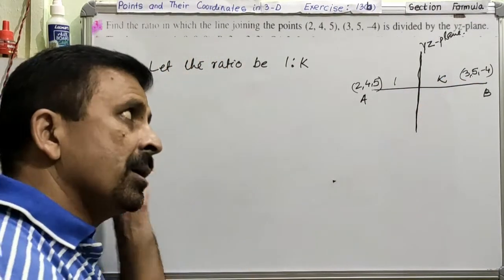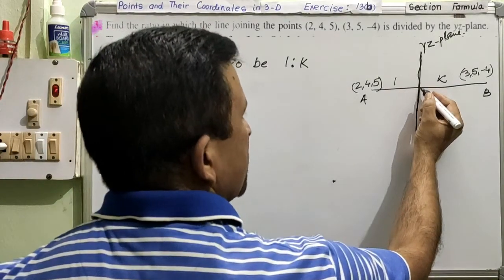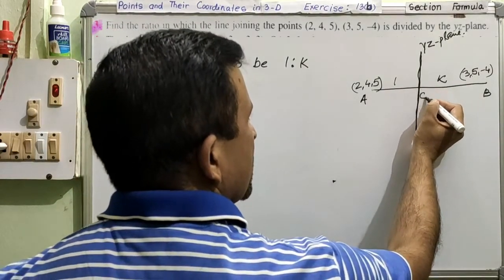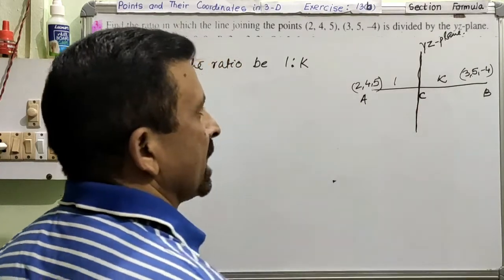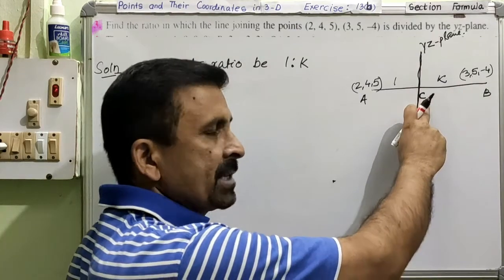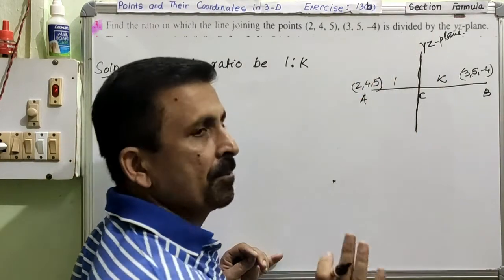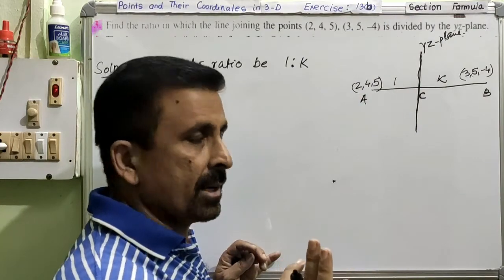So the question is not to find the coordinate of C. This is the point C. This is the point of intersection. Am I very clear? So the question is not to find the coordinate of C. The question is to find the ratio. Is it okay? Now see the technique.